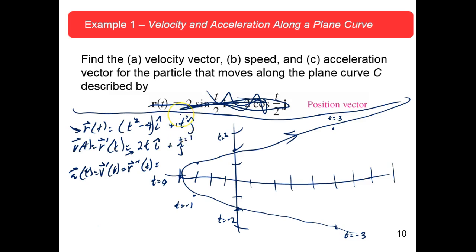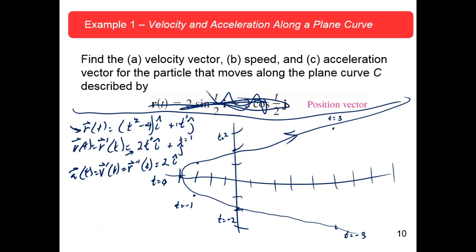If the derivative of t was 1, what's the derivative of 2t? Exponent 1, coefficient 2. 1 times 2 is 2. Not 2t. Drop this to the 0th power, and t to the 0th is 1. So this will just be 2i, and then the derivative of 1 is 0. So your acceleration vector is just 2i.